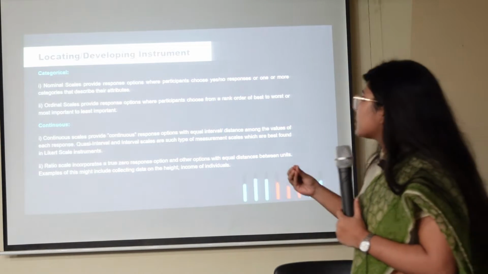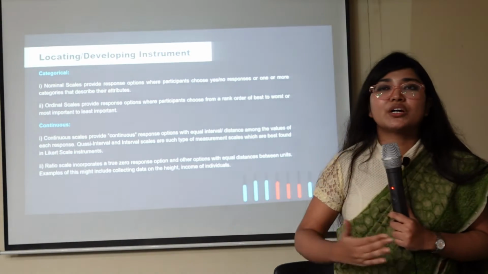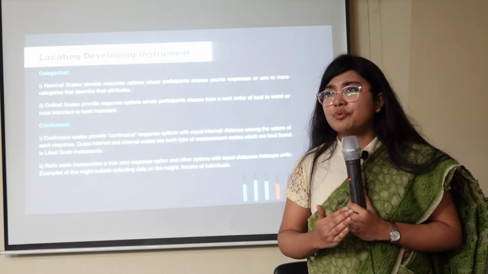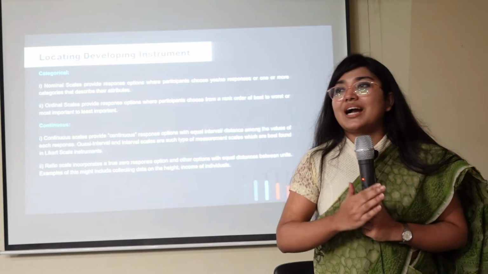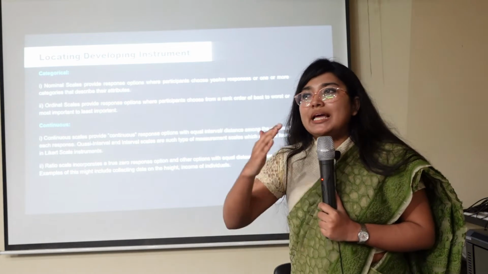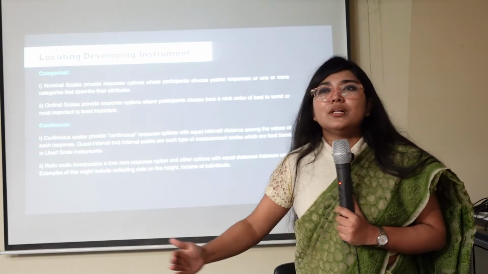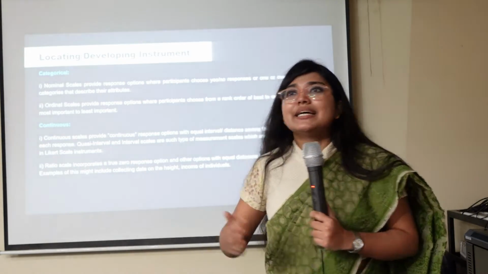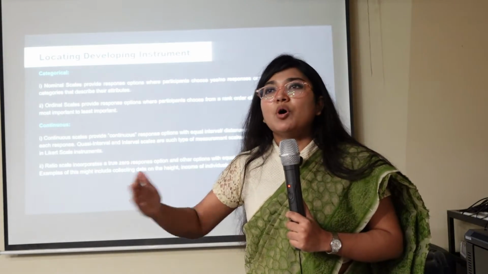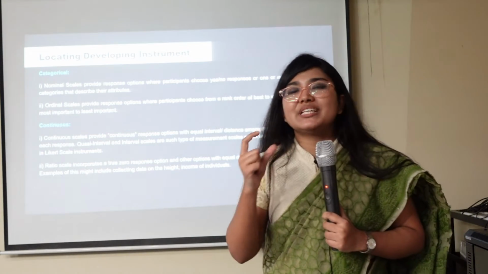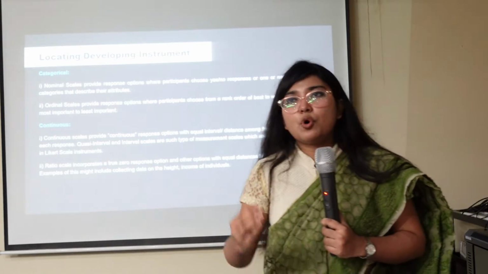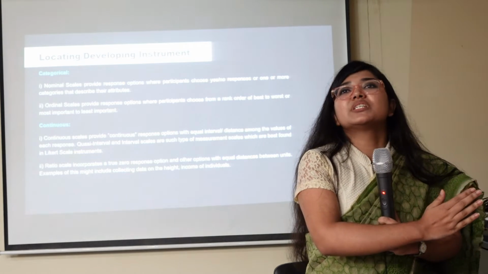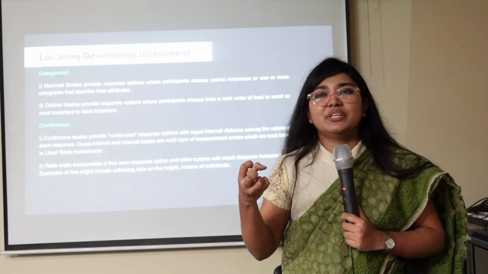Continuous scales provide continuous response options with equal interval or distance between the options. What did I just say? Equal distribution, right? Equal values are there between each response option. For example, strongly agree, agree, disagree, strongly disagree, right? There is an equal distribution of value among all these response options. When you score these data, you go from 5, 4, 3 to 1, depending on what is best suited, what it is that you want to bring out from these answers.